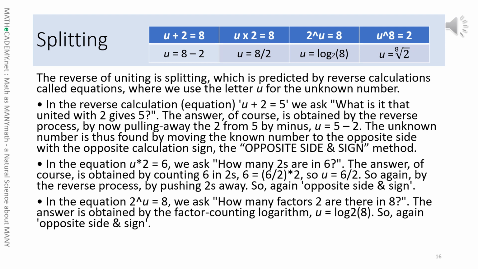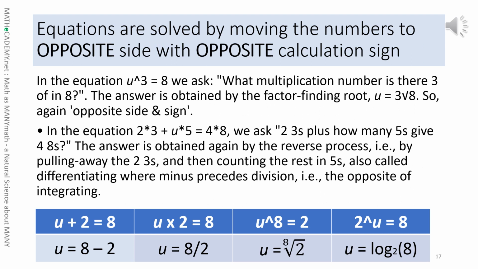In the equation 2 to the power u is 8, we ask how many factors 2 are there in 8. The answer is obtained by the factor counting logarithm, u is log 2 of 8. So, again, opposite side and sign. Equations are solved by moving the numbers to the opposite side with the opposite calculation sign.